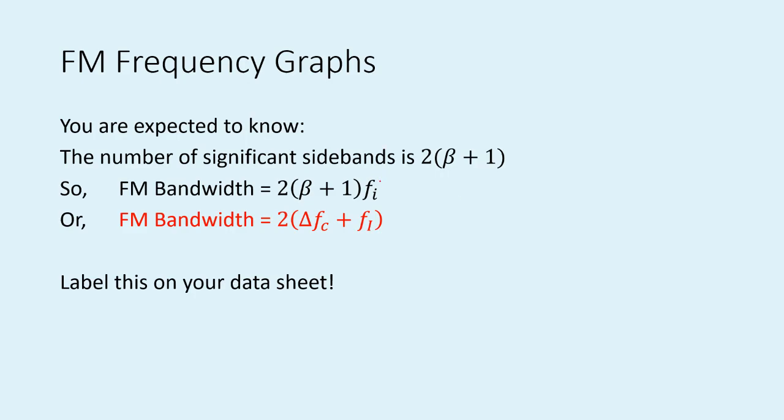And to work out the bandwidth, we then need to multiply this by the maximum frequency of the information signal. Now remember that beta is equal to the modulation index is equal to the frequency deviation divided by the maximum frequency of the information. So you can replace that in there and then multiply through, and you will end up with the second equation. Please do make sure you label this on your data sheet.